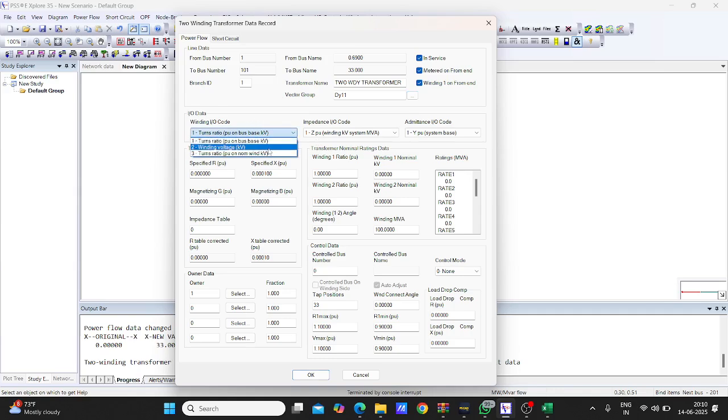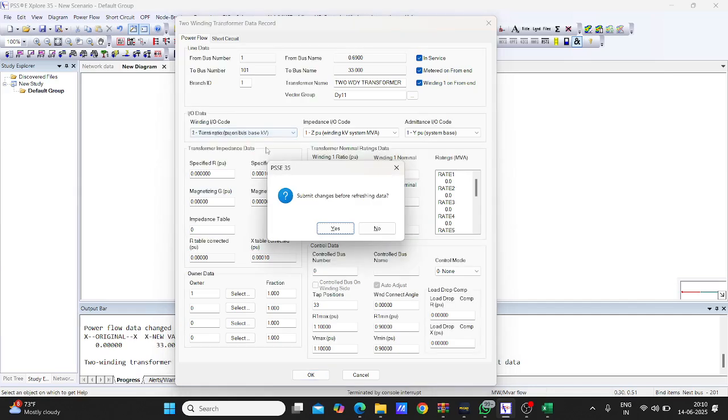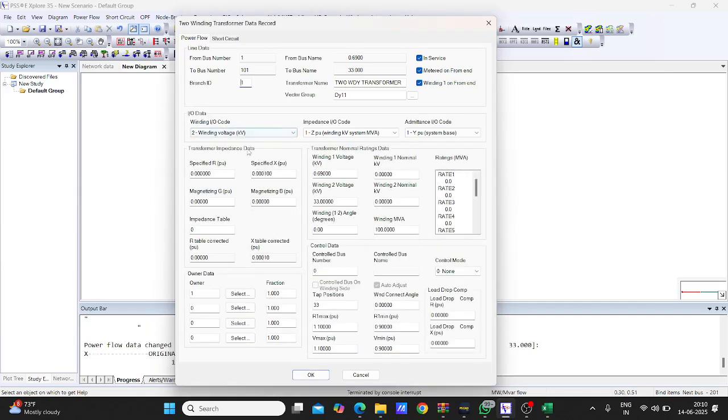This is on base kV or winding voltage. You can choose a winding voltage. If you choose winding voltage, nothing important. The first one is based on your per unit value. See here, this is mentioned in per unit, winding 1 in per unit, winding 2 in per unit. Suppose you don't want to reference per unit and want to go for kV, you can go for kV. That's simple. You can change the kV, 0.69 kV, 33 kV, anything is fine. So the winding input output code should be either 1 or 2, but I would suggest you keep it on code number 2. That will be better.